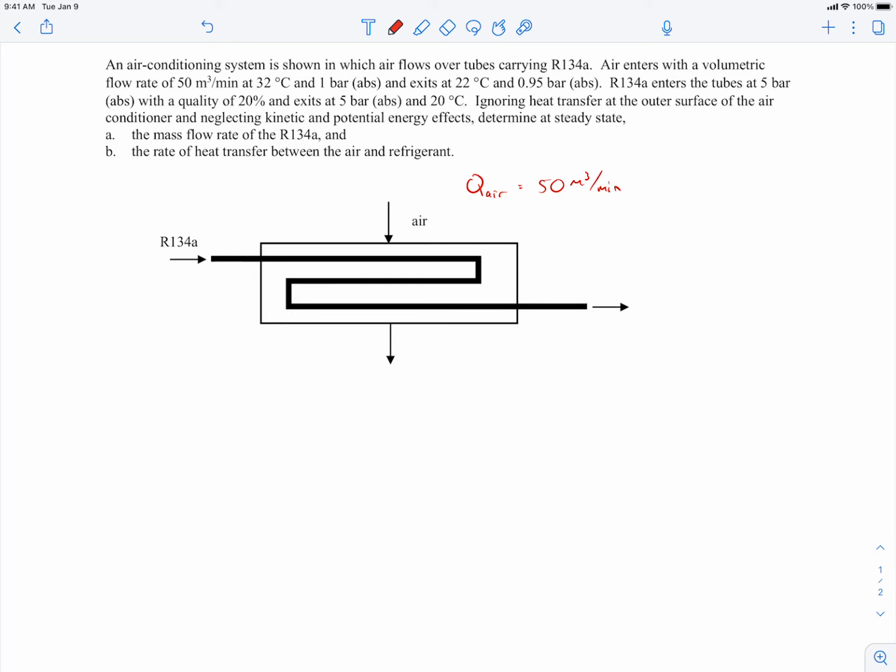We're also told the temperature of the air coming in, and so let's write that down. T air in, that's 32 degrees C, and the pressure of the air coming in is 1 bar absolute. We're told that the air exits at 22 degrees C, so it's an air conditioner, so it's cooling down the air, and the pressure of the air coming out is a little bit lower as well, 0.95 bar.